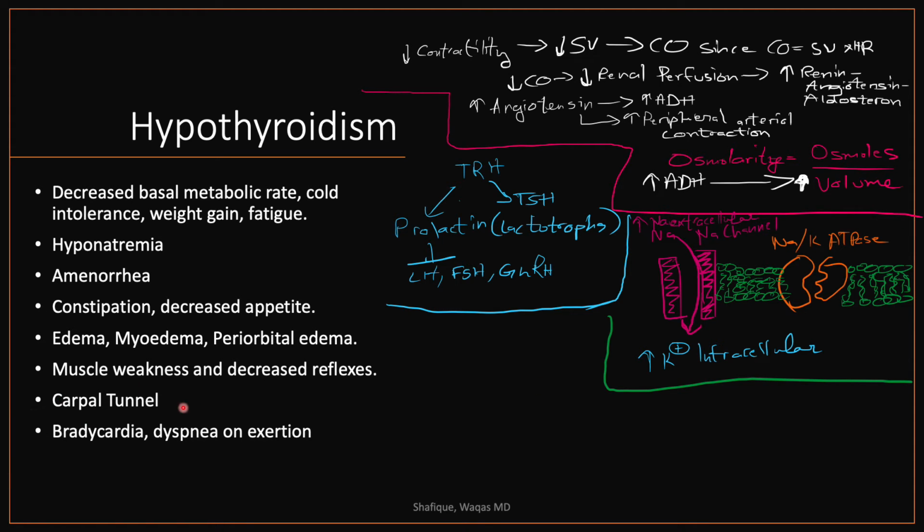Patients can also have carpal tunnel syndrome, and this is similar pathophysiology to what we see in the GI tract, where you have glycosaminoglycans and adipose tissue deposition near the nerves, and that causes impingement, and that causes pain. Patients can also have bradycardia, and we already spoke about the pathophysiology due to its effect on the heart. Beta 1 receptors will probably be downregulated in a hypothyroid state, causing bradycardia, and that can cause dyspnea on exertion.